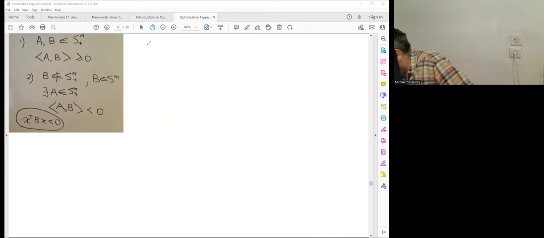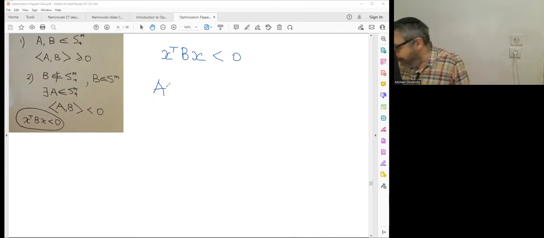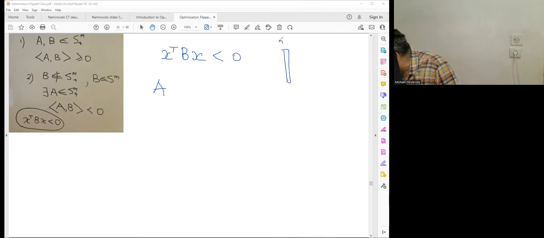Okay, so I used your second hint, the fact that there exists some X such that X transpose BX is less than zero. So I just write it again: X transpose BX less than zero. And then I suppose a matrix A that is X X transpose. Let's think together. X is a column, yes? Yes, this is X. X transpose, you say, yes? Yes. So this should be a matrix. You are right. This we denote as A.